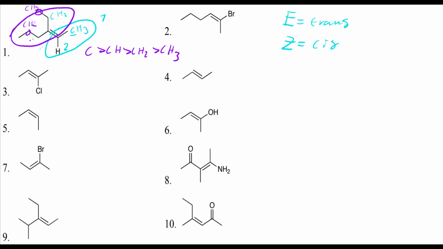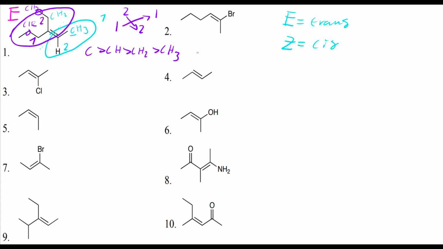This is going to be priority number 1. This is going to be priority number 2. Okay, so now I notice that I have 1, 1, 2, 2. 1 traveled over there, 2 traveled over here. So that's going to be E. That's trans, right? And so your answer choice for this one is going to be E, right?